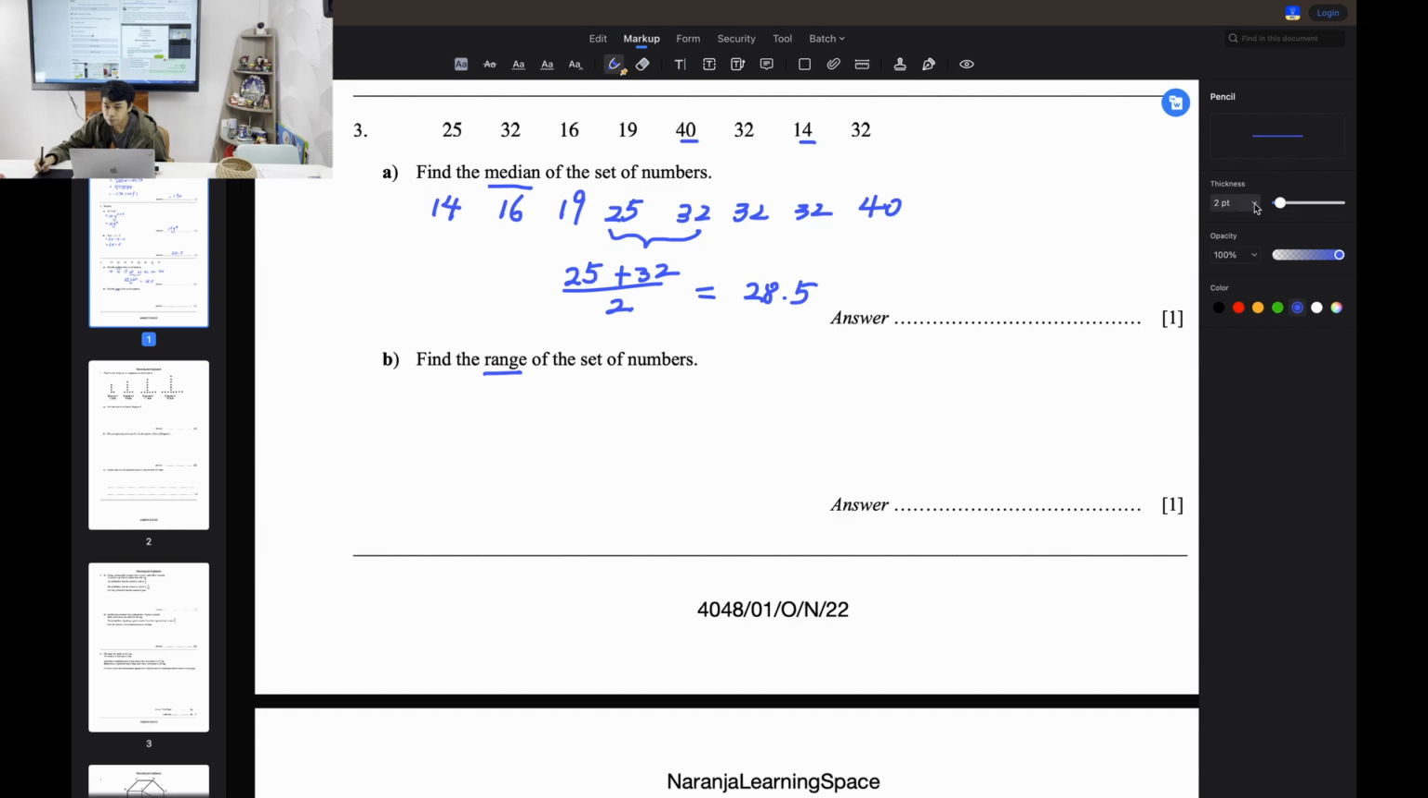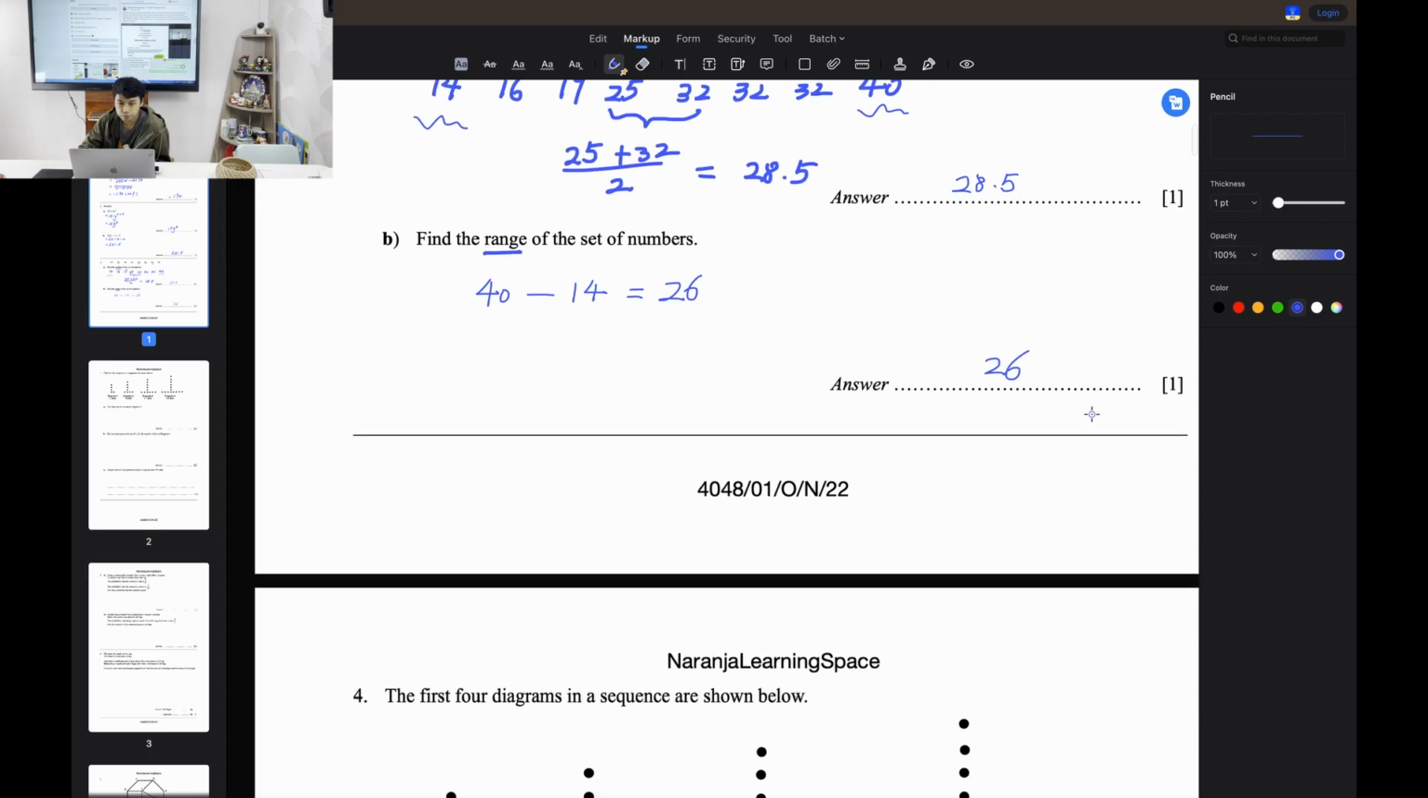So the answer is 28.5. Now find the range of the set of numbers. For the range, we just have to focus on these two numbers, 14 and 40, from the smallest to the largest, which is 40 minus 14 equals 26. So this is the range.